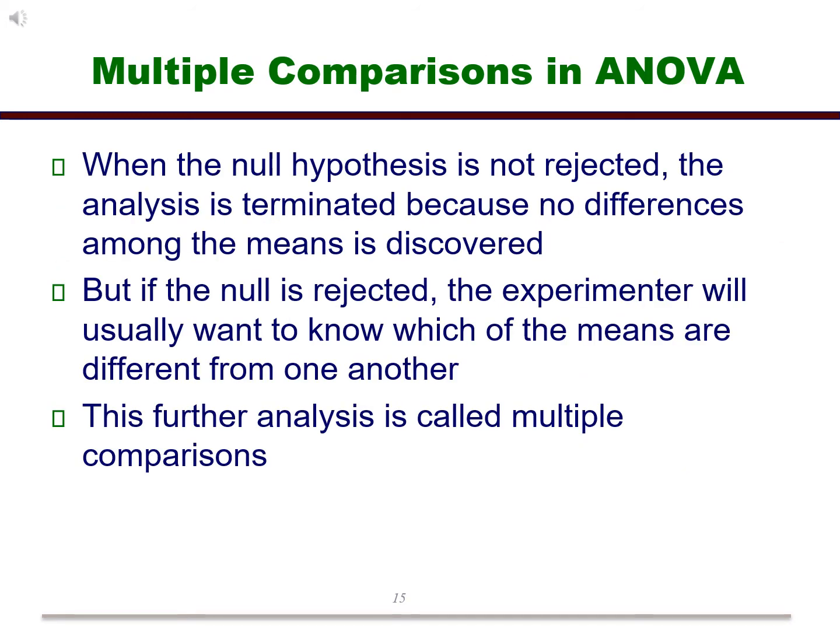When the null hypothesis is not rejected, the analysis is terminated because no differences among the means have been shown to exist. But if the null hypothesis is rejected, the experimenter will usually want to know which of the means are different from one another. This further analysis is called multiple comparisons.